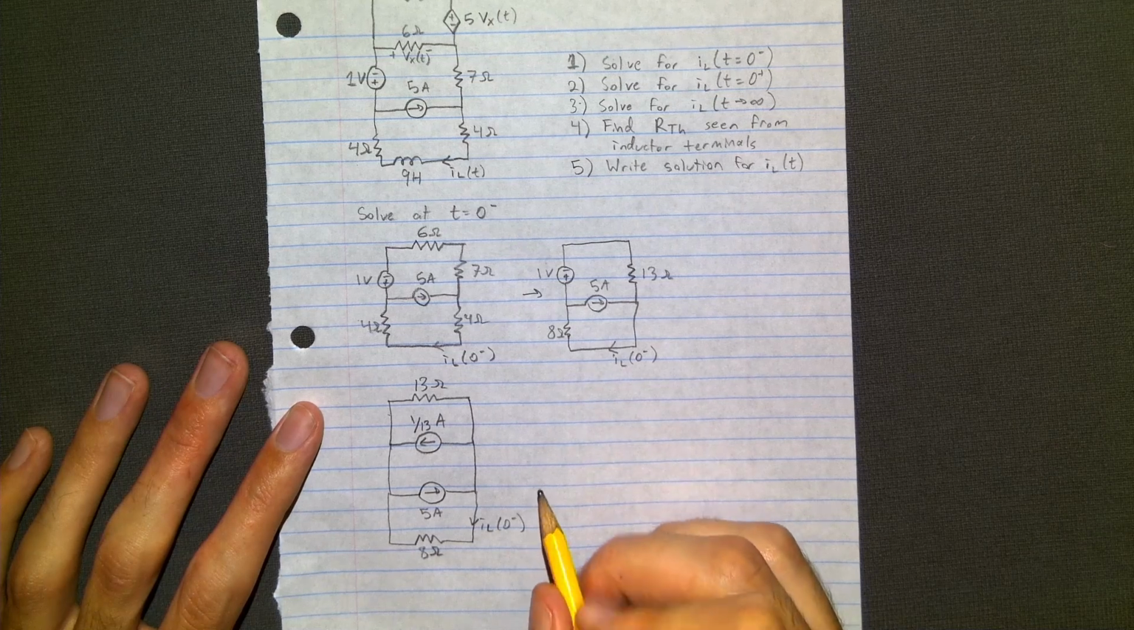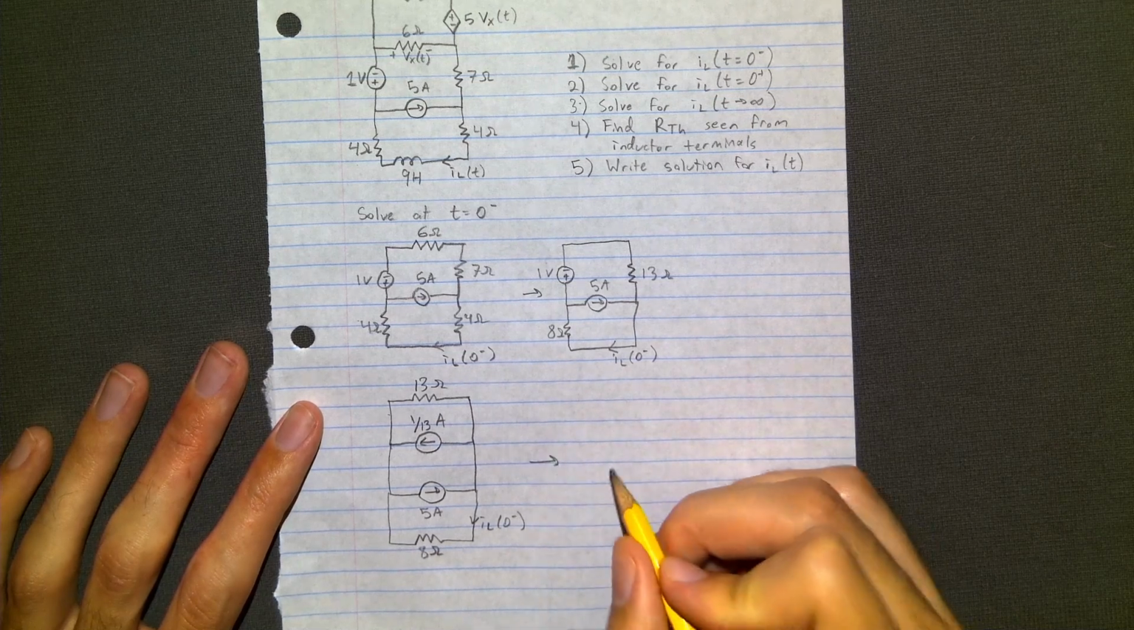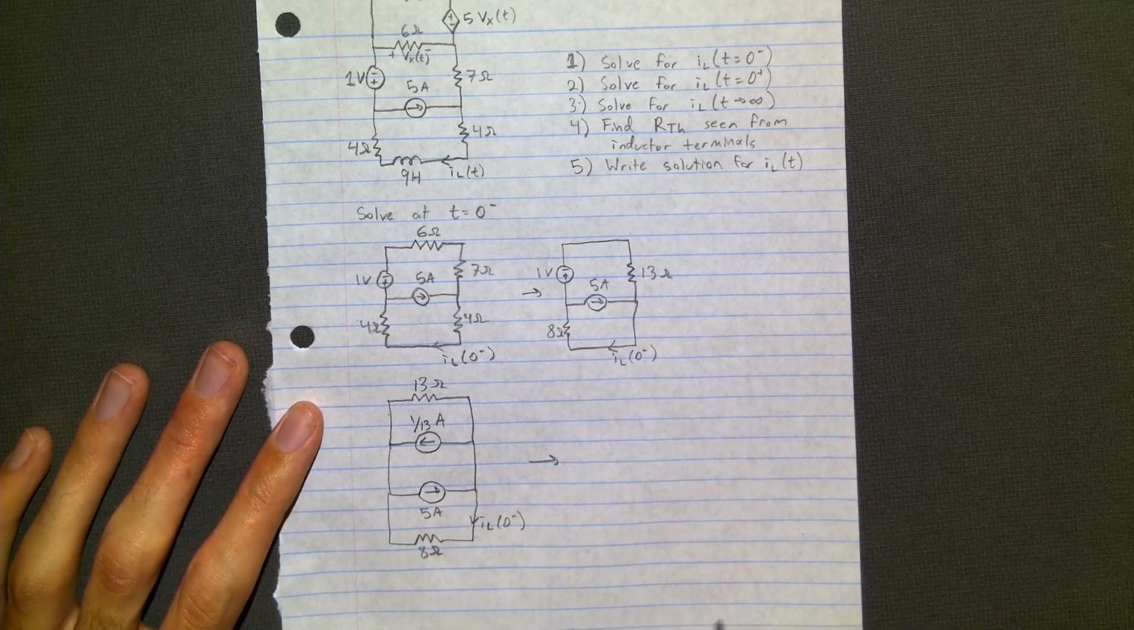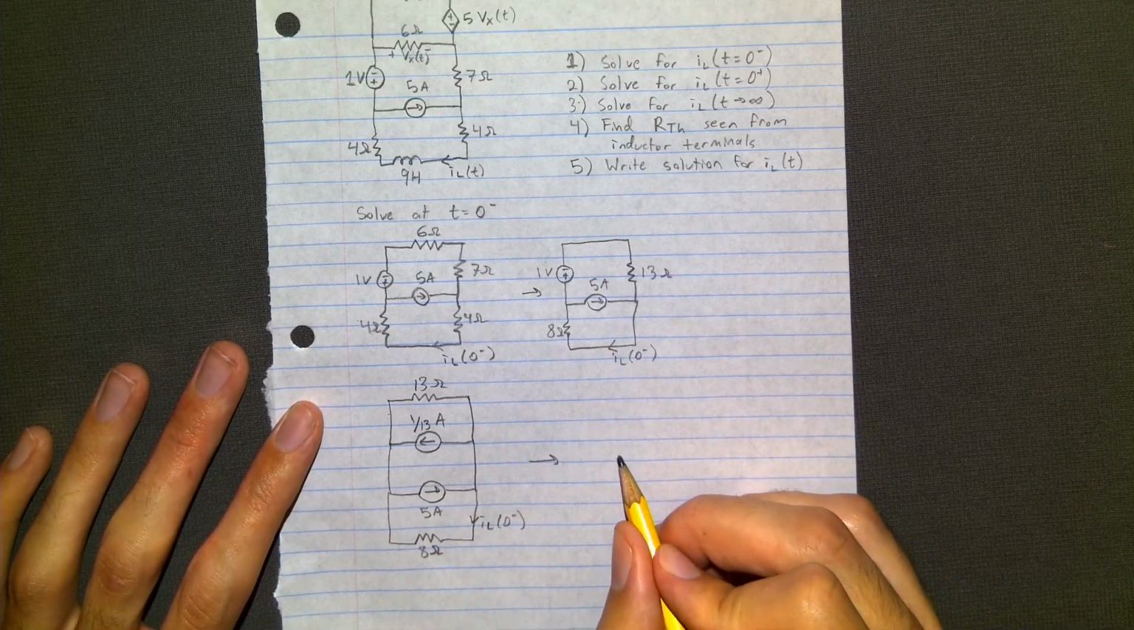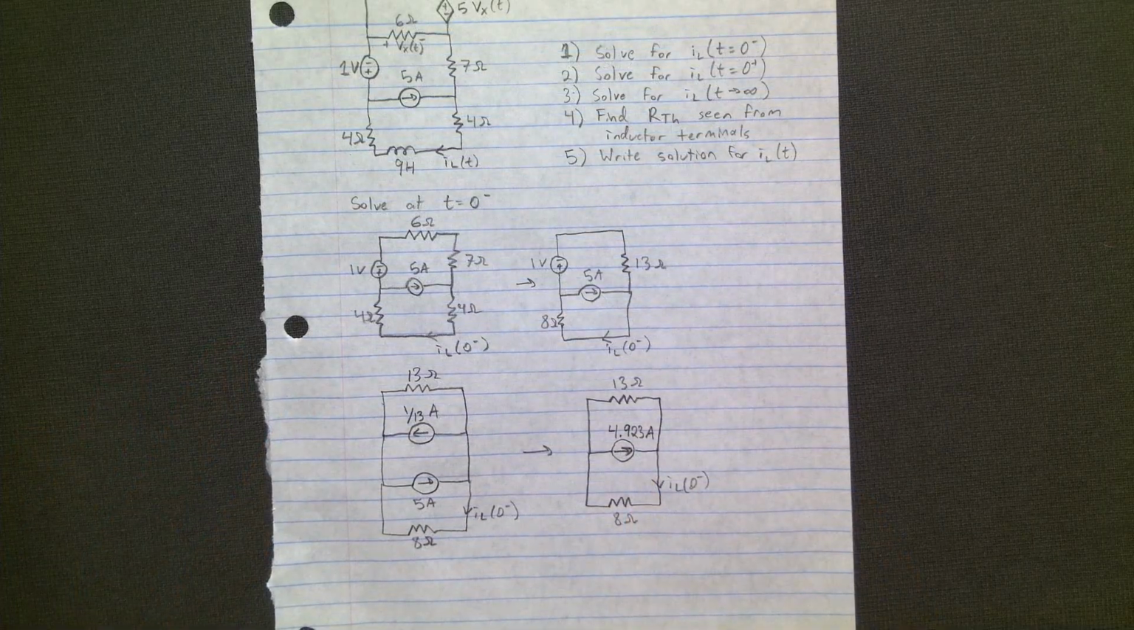And then when we combine these two current sources, they are fighting, so the value of the current source will be 5 minus 1/13. So the new value of the current source is 4.923 amps. And now we just have a current divider, and we're looking for IL of 0 minus.